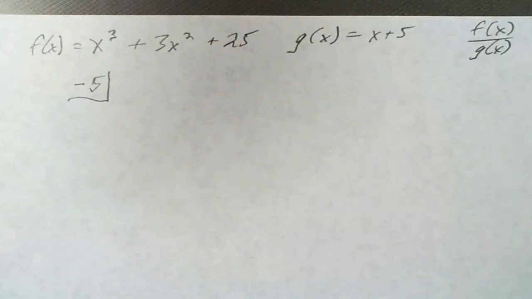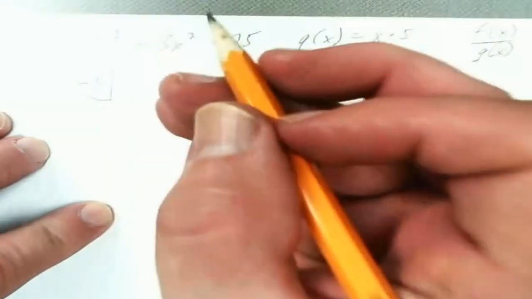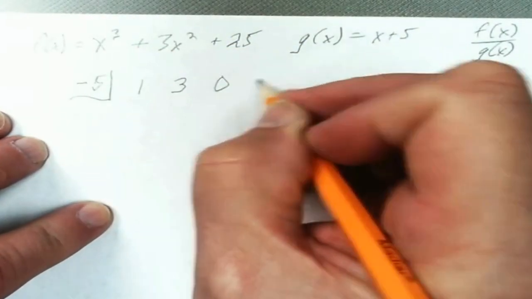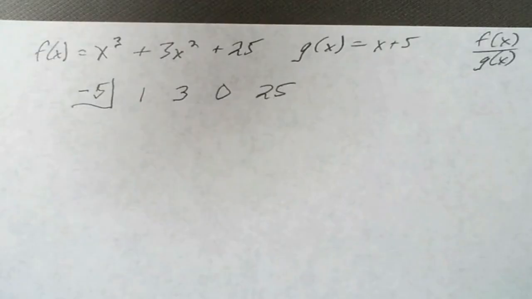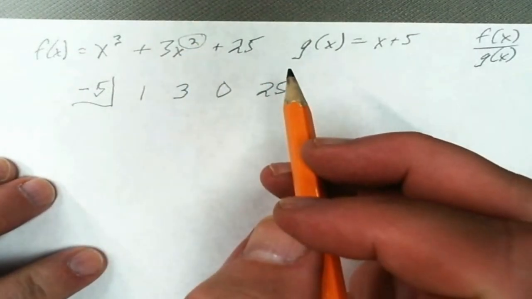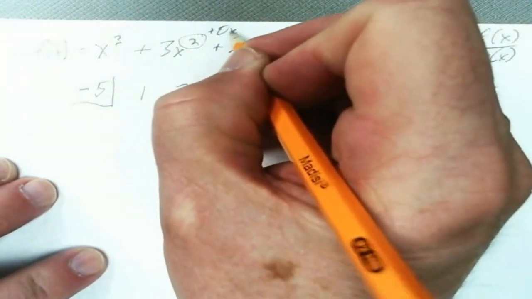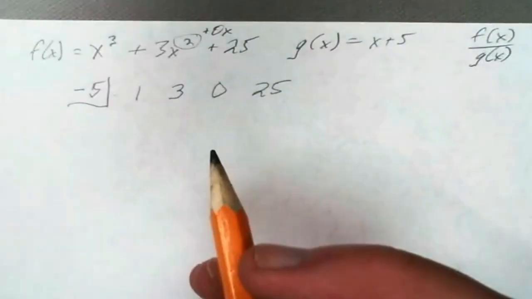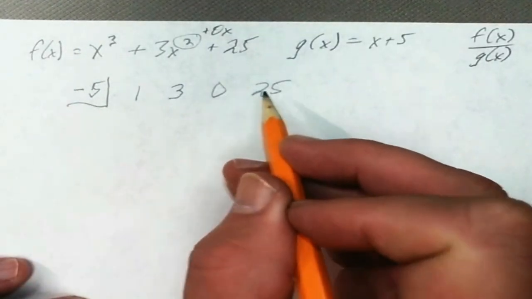All right. I had set up this, -5. Now I need to pull the coefficients. Let's see if your coefficients match mine. 1, 3, 0, 25. Same rules apply. Where's the x term? There's a 0x that's not accounted for. We have to account for that anytime we're dividing polynomials. Anytime. So 1, 3, 0, 25.